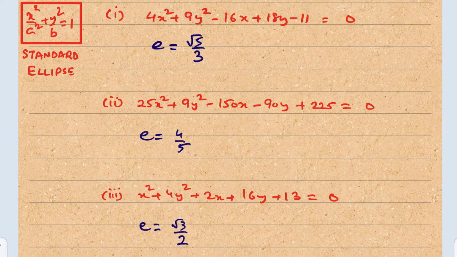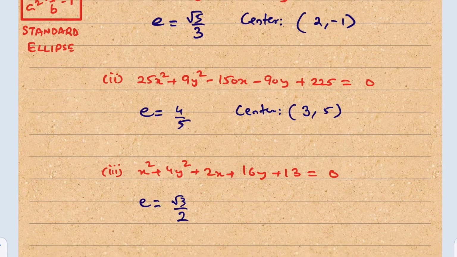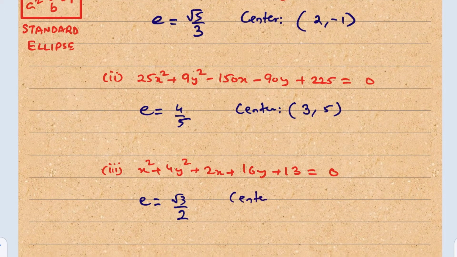Similarly, I can also write the center using a magic trick. The center for the first one should be 2, minus 1. Center for the second one should be 3, 5. And for the third one, the center should be minus 1, minus 2. You want to know how?